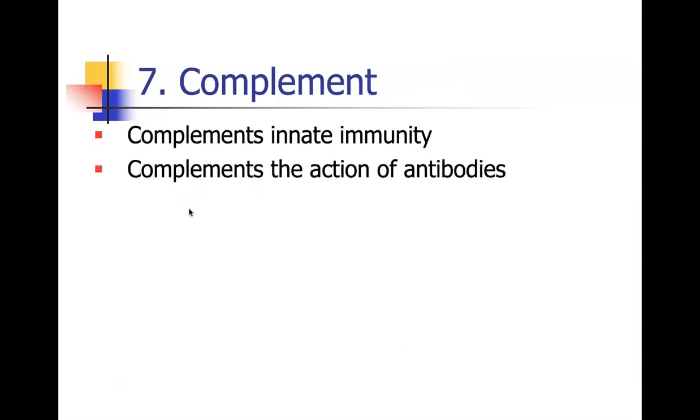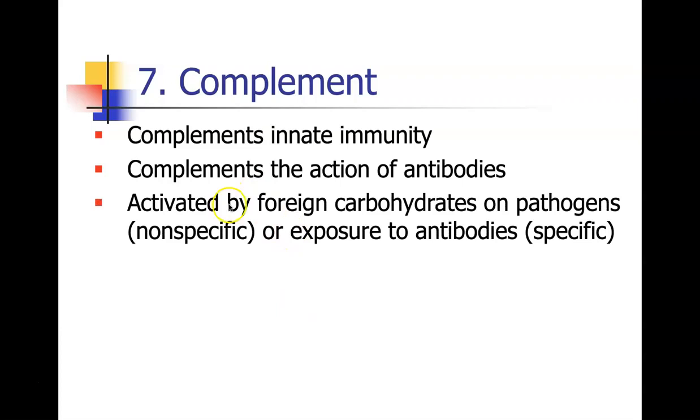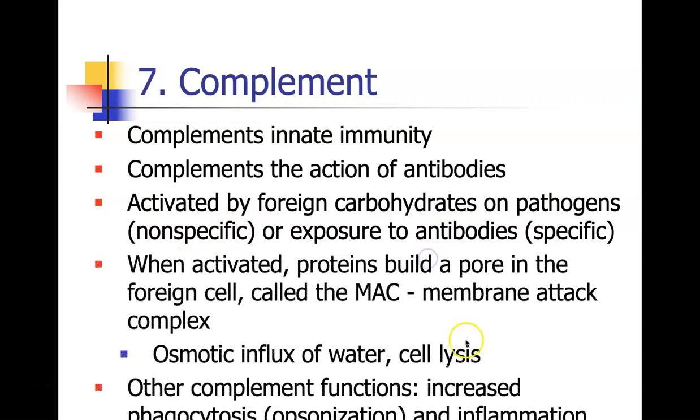Finally, we have this complement system that complements innate immunity. It complements the action of antibodies. It's activated by foreign carbohydrates on pathogens, or exposure to antibodies. So this complement is actually part of both the non-specific and the specific immune system. When activated, proteins build a pore in the foreign cell. This is called the MAC, membrane attack complex. And you get an osmotic influx of water, and cells break open, so cell lysis. Other complement functions include increased phagocytosis, so more eating of those foreign cells, and inflammation.